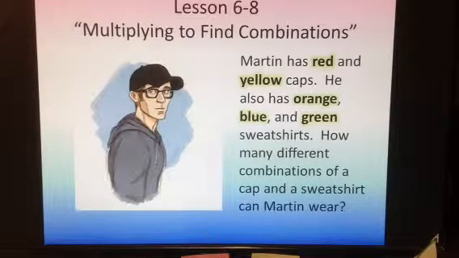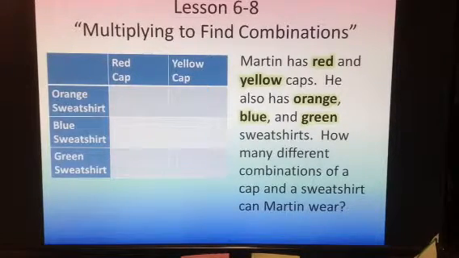Here's another problem. Martin has red and yellow caps. He also has orange, blue, and green sweatshirts. How many different combinations of a cap and a sweatshirt can Martin wear? Here's that problem as an array. A red cap or a yellow cap means it goes 2 across. And an orange sweatshirt or a blue sweatshirt or a green sweatshirt means it goes 3 down. It's a 2 times 3 array. He has 6 possible combinations because 2 times 3 is 6.